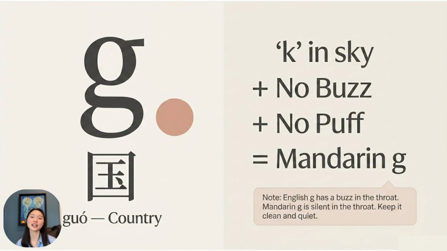Mandarin g is not like the g in go in English. English g has a buzz in your throat. Mandarin g doesn't. Instead, think of the k in sky. Clear and quiet. No buzz, no puff. The back of your tongue touches the soft area at the back of the roof of your mouth. Then release. G, g, 果.